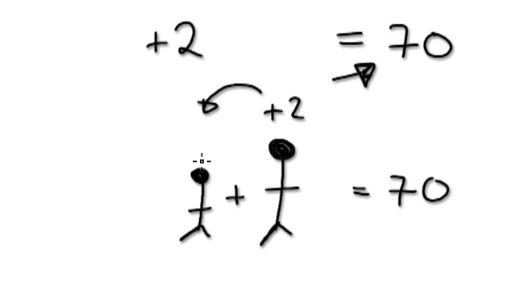So basically, now we have a better understanding. This is my brother. This is me. I am 2 years older. And you're told that when you add up our two ages, it comes to 70. So if you still don't understand, then probably put some figures in here.